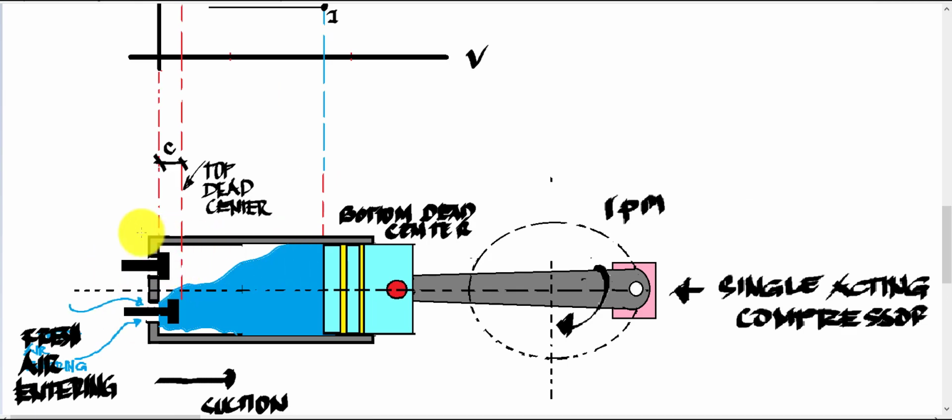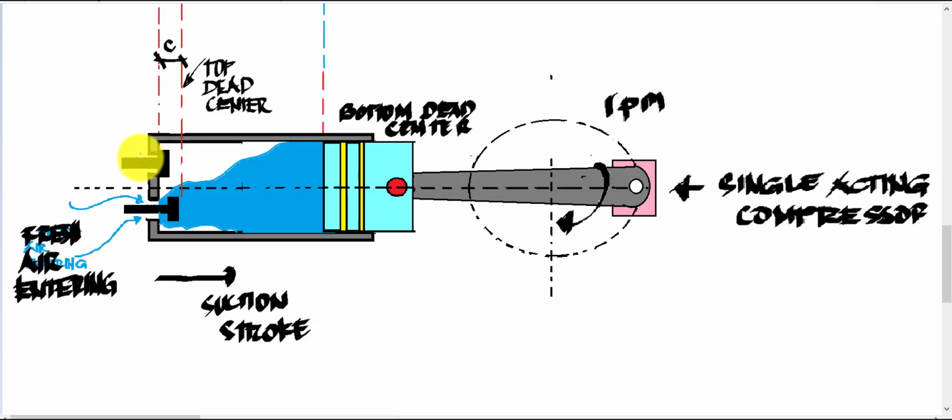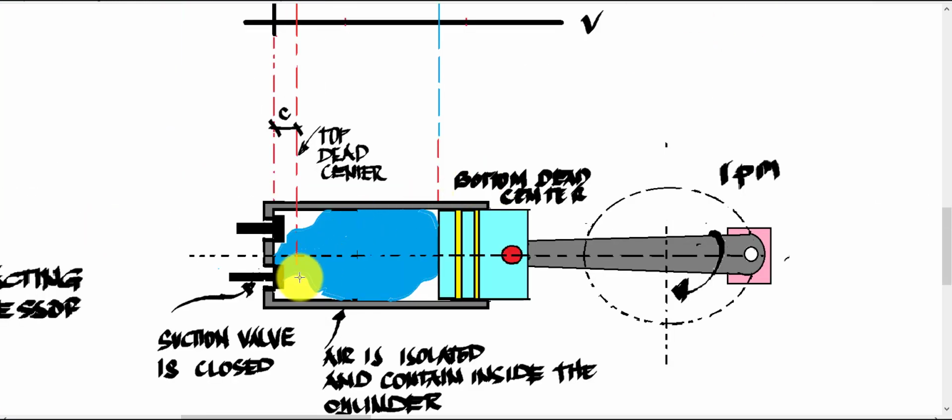I forgot to add the exhaust valve here. So I'm going to explain it again. During the suction stroke, our exhaust valve is closed. Okay. And when the suction valve is closed, that is the time that the compression stroke will start, and still our exhaust valve is still closed.